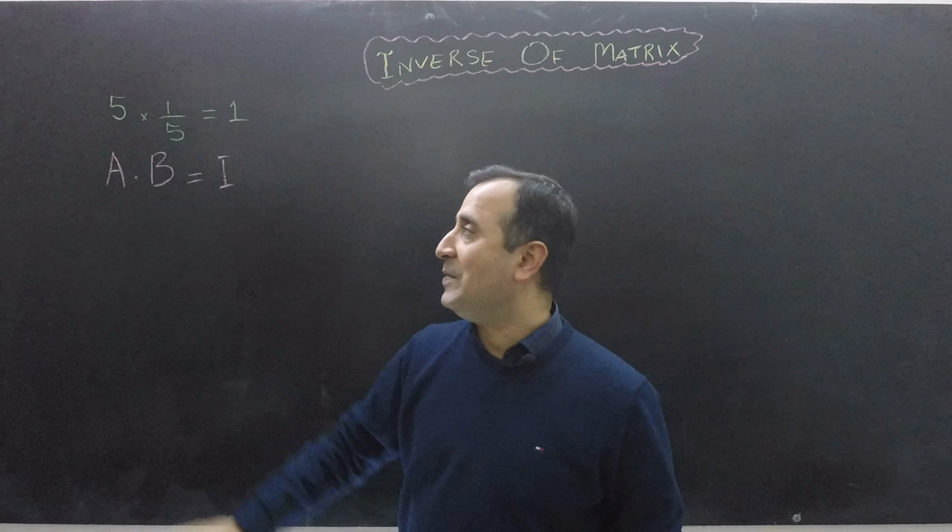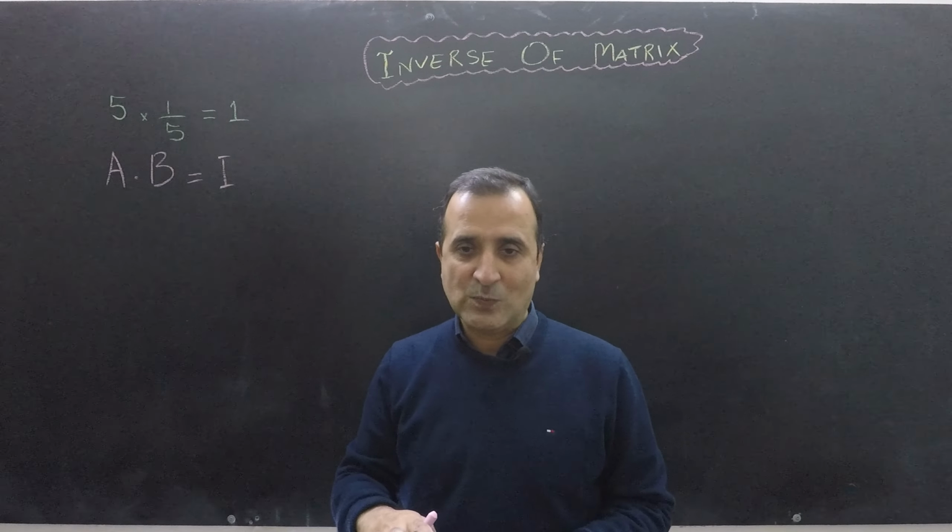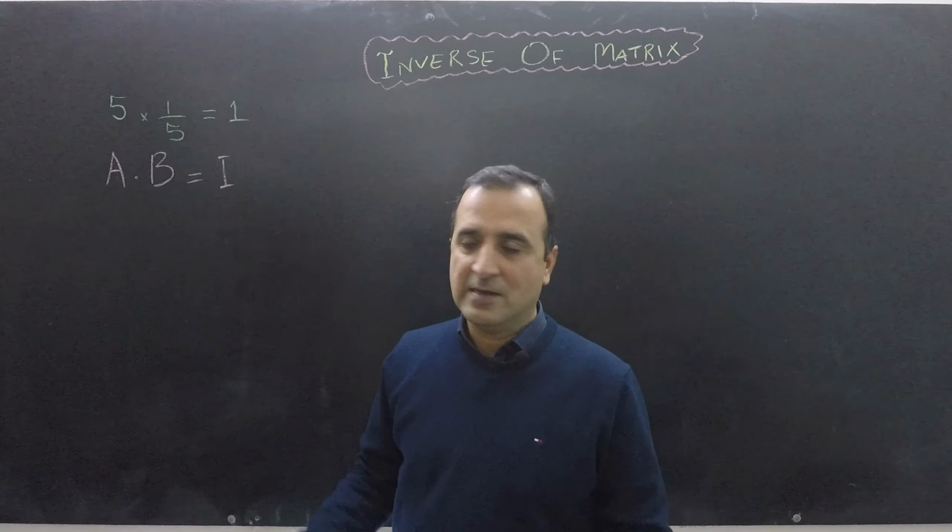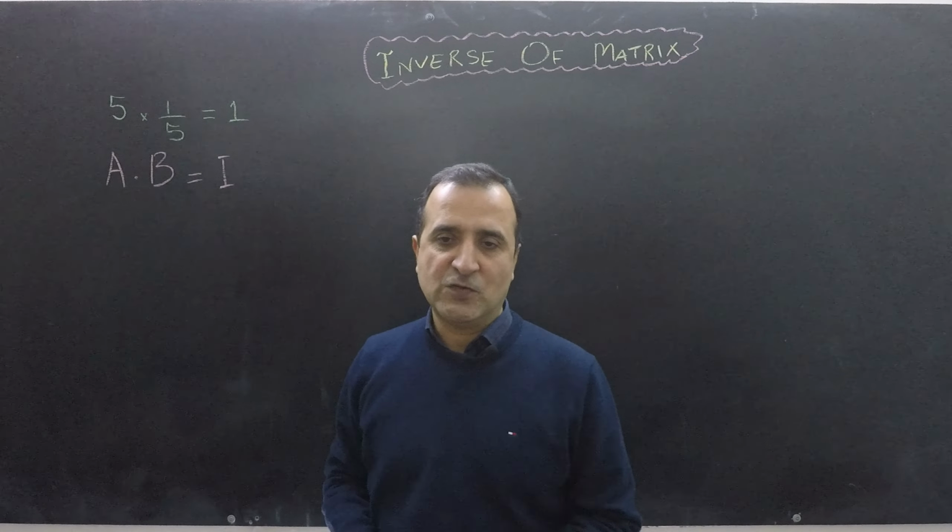But remember that B is not like 1 over A. B is also a matrix, right? A and B are two matrices and they are inverse of each other.